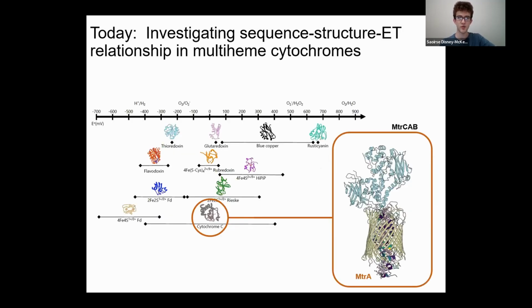So today I'm going to be talking about one of these projects, specifically with the MtrCAB complex from Shewanella oneidensis. Shown here is the crystal structure of Mtr from Shewanella baltica. And MtrA, as you can see here, is kind of like a protein nanowire. It's a decaheme cytochrome that takes electrons from internal metabolic processes and then shuttles them through the membrane to MtrC, which interacts with extracellular materials.